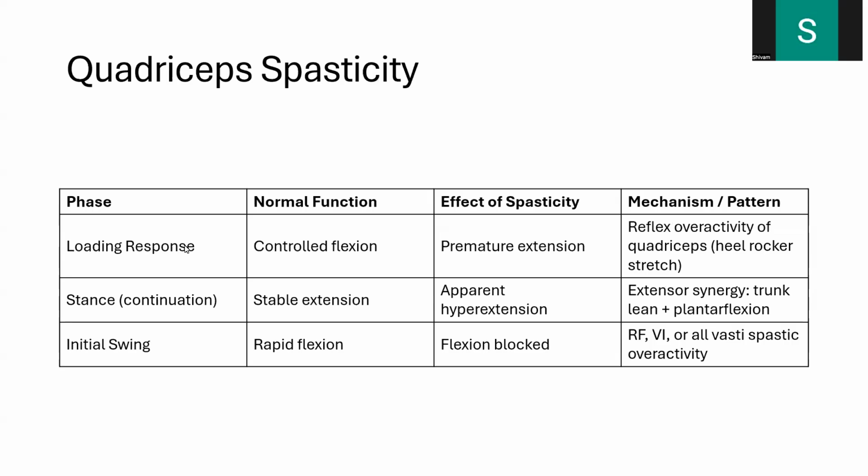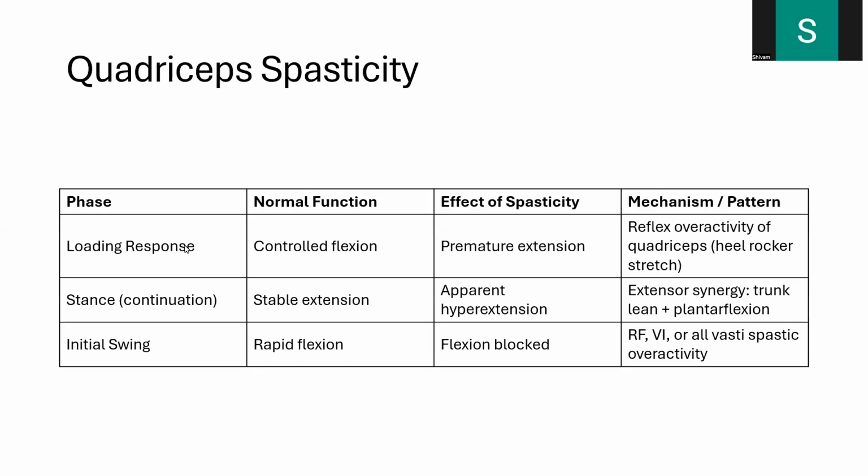Quadriceps spasticity is normally triggered by a stretch response to rapid passive knee flexion. Because the loading response and the initial swing both involve a fast knee flexion, they are the phases most vulnerable to quadriceps overactivity. In loading response, the mechanism normally is the heel rocker induced deflection, which produces a rapid quadriceps stretch. So the vasti respond with excessive activation, blocking this normal knee flexion. The result will be premature knee extension instead of a normal 15 to 20 degree flexion, which is expected in loading response.